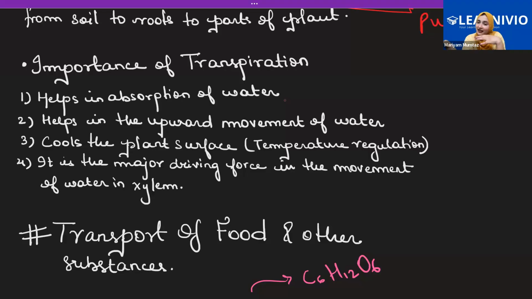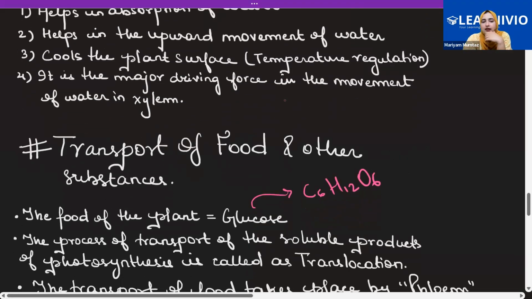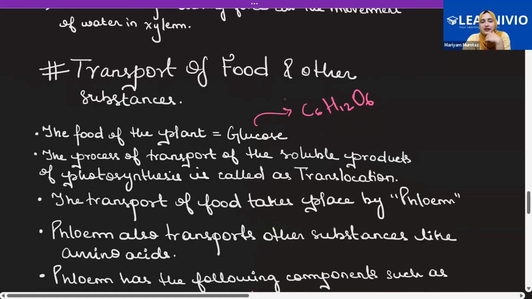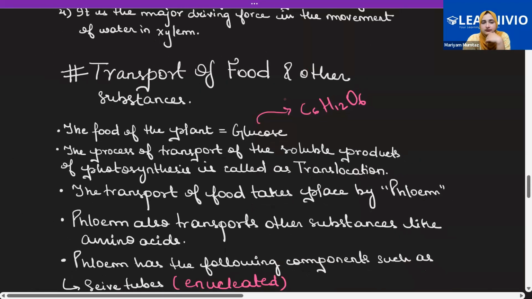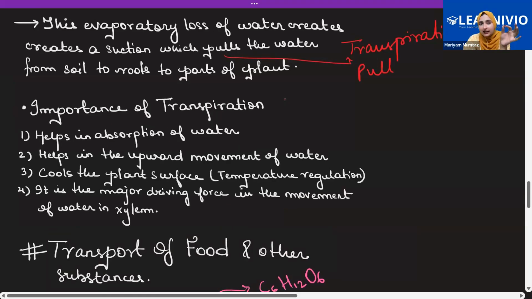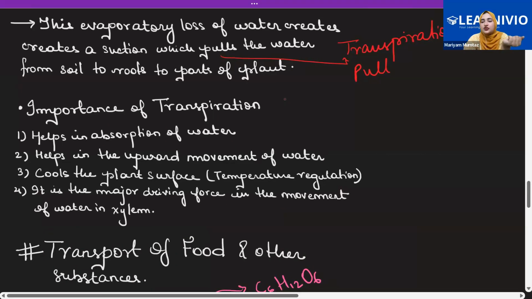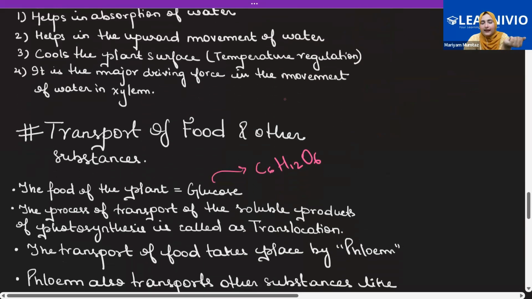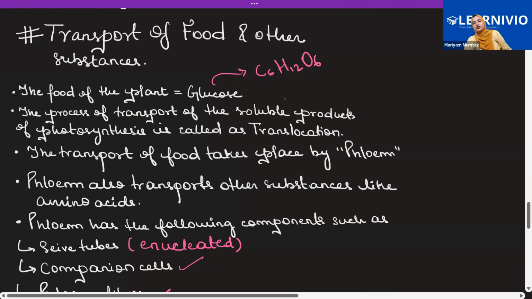So it's the bad thing that is required. Okay. So this was how the transportation happens through the xylem, and that is the transportation of water molecules. After that, there comes the transportation of food and other substances.